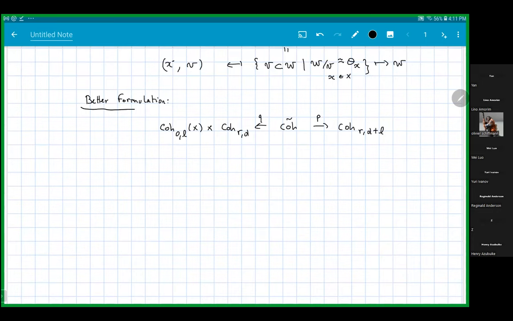And then I can consider the space of functions on Coh_{0,L} tensor the space of functions on Coh_{R,D}. This is over F_q points. And I have a map to the space of functions on Coh_{R,D+L}. And what is this map? This is pullback by Q and integrate.